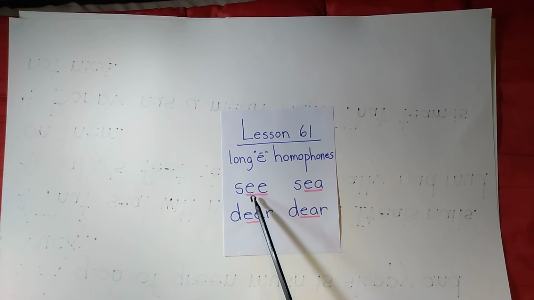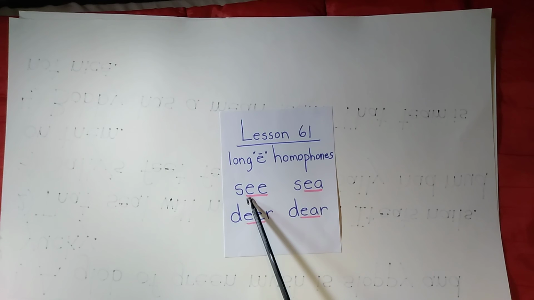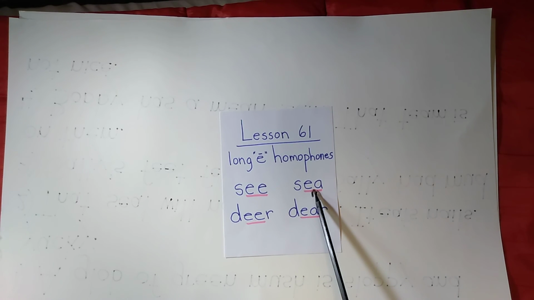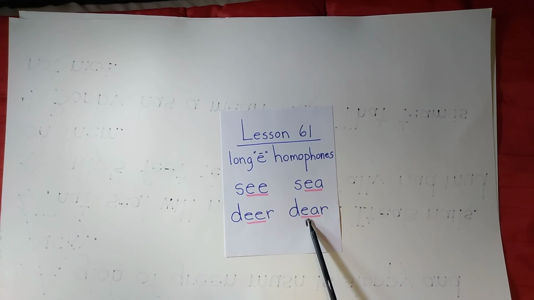So we have sea and see, deer and dear. This kind of see you do with your eyes. This kind of sea is like the ocean type, water. This deer is an animal. This dear means something that's valued by you, something precious.